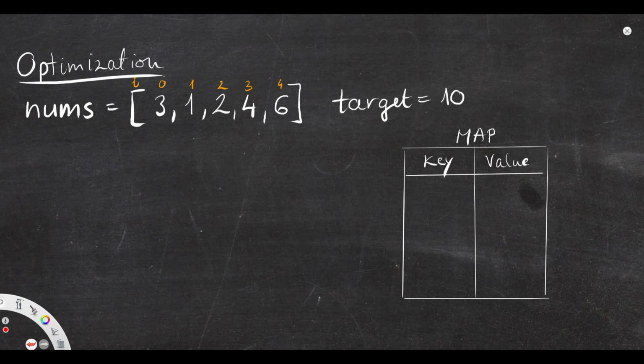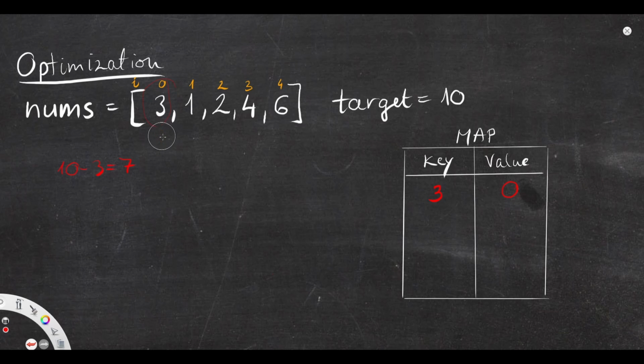So let's start with the first one here. The first item that we're going to check is 3. So 10 minus 3 is 7. 7 is not present in our map yet, which means that we haven't found a pair that we can use. But we have to store this element here in order to reuse it later. So we say that we're going to put 3 as the key and 0 as the value because 0 is the index of this element.